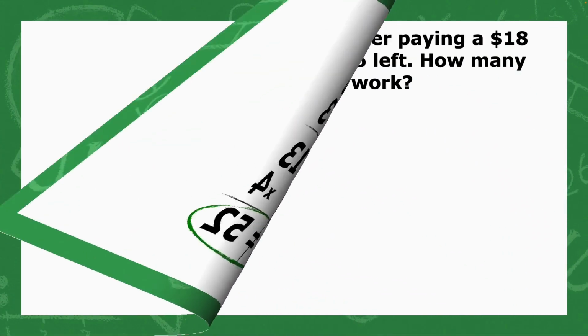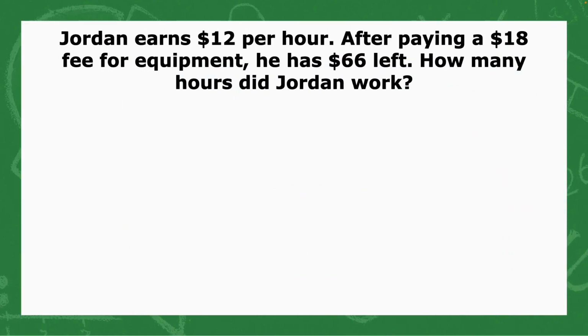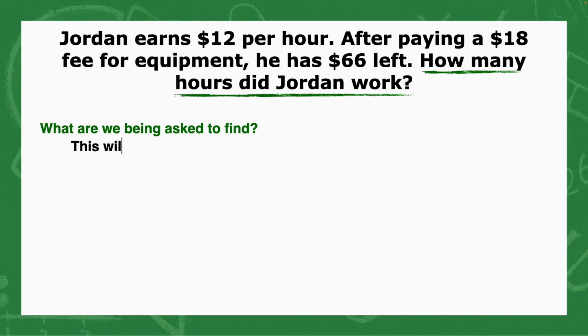For my last example, I want to show you a word problem and how we can construct an equation from a word problem that we can then solve. So Jordan earns $12 per hour. After paying an $18 fee for equipment, he has $66 left. So how many hours did Jordan work? First, I want you to ask yourself, what are we being asked to find? In this problem, we want to know how many hours Jordan worked. So that is what our variable or unknown piece will represent.